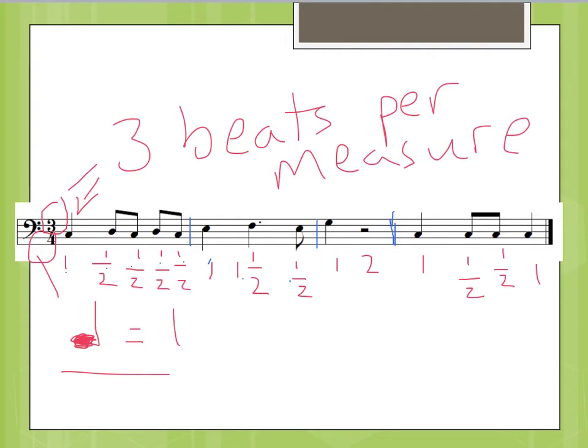I give up. Then the last measure here, I've got 1 plus a half is 1.5, plus another half is 2, plus 1 is 3. So I double check to make sure that that last measure has 3, and I'm good to go. So in this example, I drew 3 bar lines. I made sure that every single measure had 3 beats.